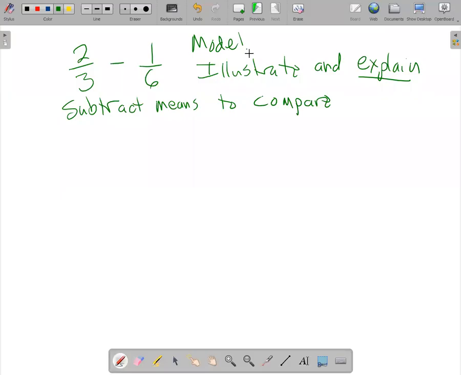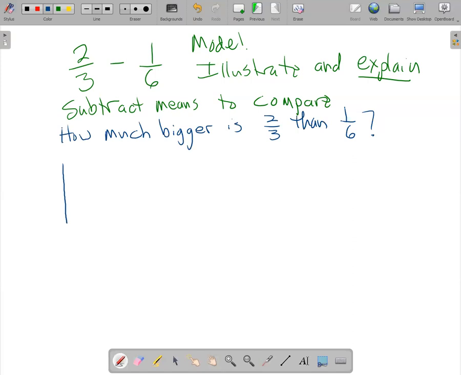All right, so we want to model, illustrate and explain 2/3 minus 1/6, and I'm going to say subtract means compare. So for these numbers, I would say that means something like how much bigger is 2/3 than 1/6. So to figure that out, I need to draw myself 2/3, and I'm going to draw some square cakes for that.